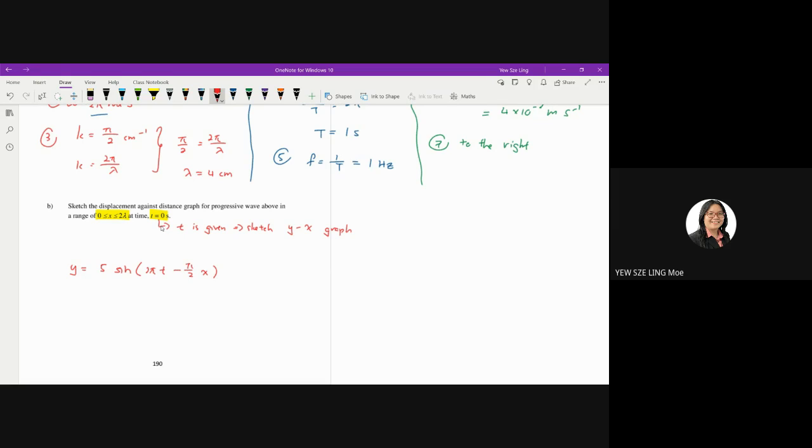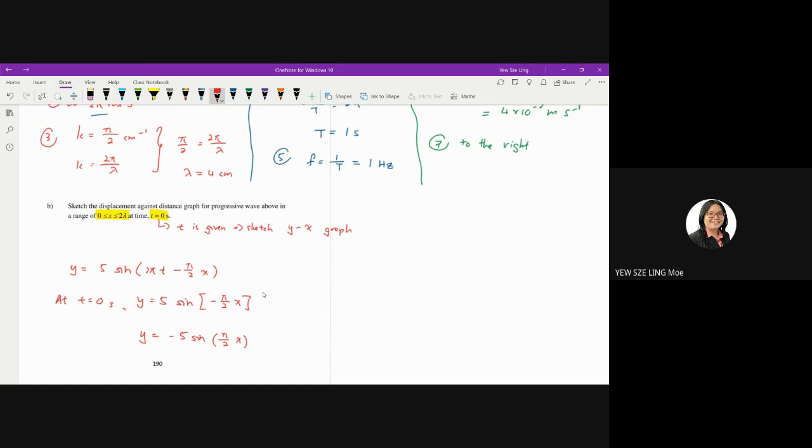Like I told you before, whenever you are given a value, you sub it into the equation. So at t equals 0 second, y is equal to 5 sine. Now, sub t equals 0 into the equation. You will obtain negative pi over 2 x only. This negative sign, you then take it to the front of the equation. So you will have y equals negative 5 sine pi over 2 x. This is our equation.